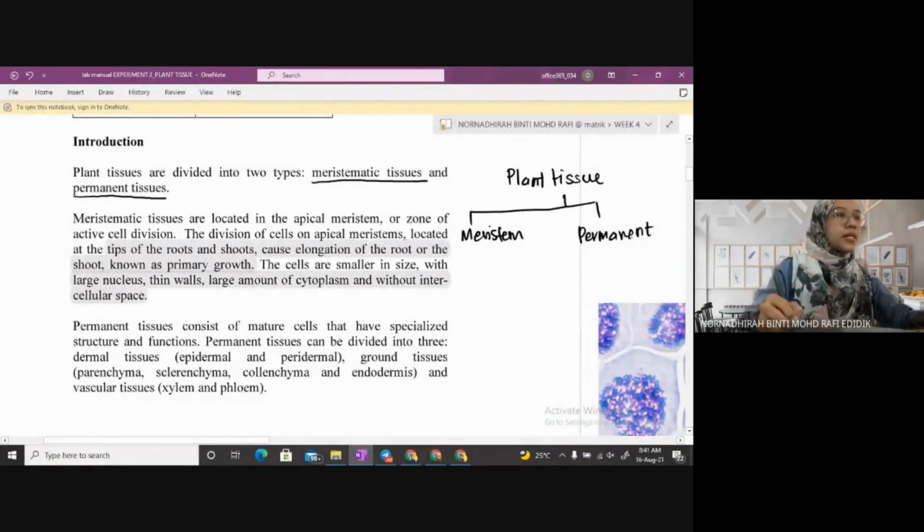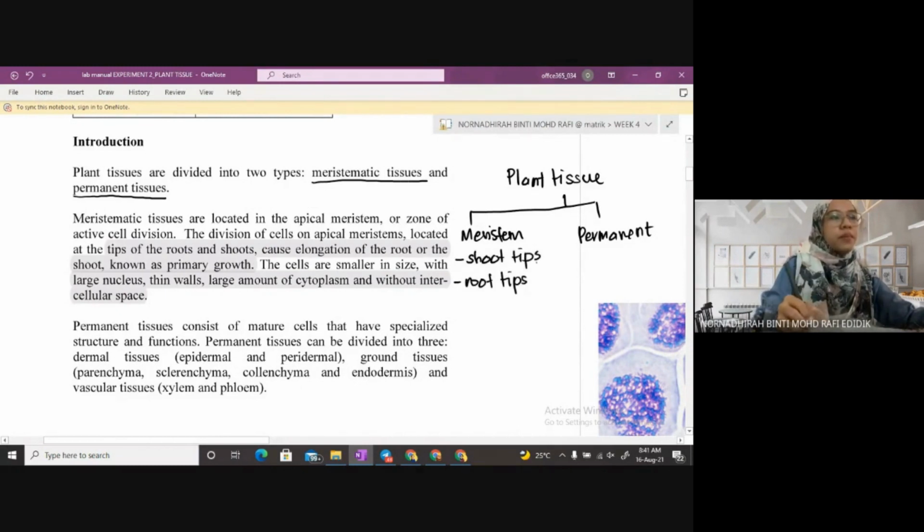Okay, and then dia kata kat sini meristematic tissue are located in the apical meristem or zone of active cell division. Macam tadi saya sebut, meristem ni dia undergo rapid cell division. So kalau ingat lagi tadi, meristem ada 2 tempat which mostly lah ada 2 tempat dan location yang lain juga. So ada 2 yang kita nak cover, shoot tip and root tips.